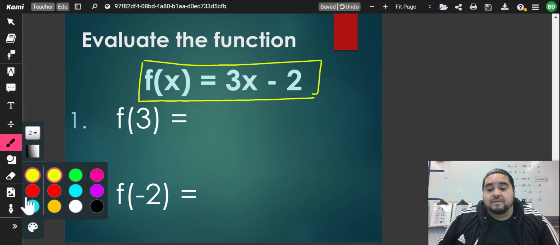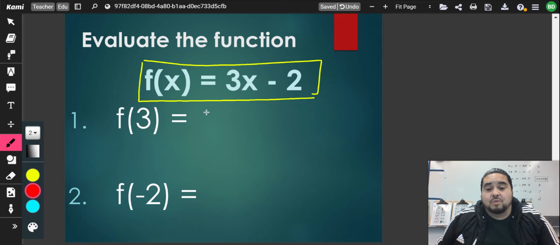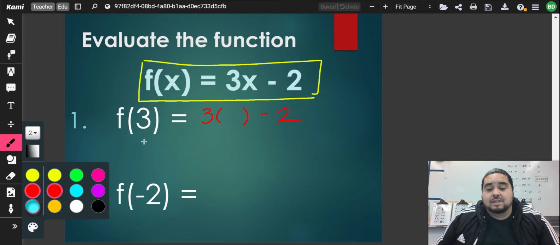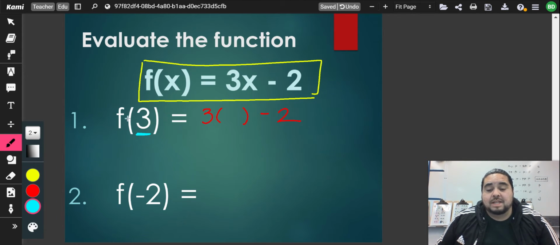So when it says f of 3, what that means is we're going to keep the structure. So we keep the 3, I'm leaving a blank spot for x, we're going to keep the minus 2, and then instead of x, we're replacing that value with 3. That's what it means, f of 3. Same function, but instead of x, we're replacing it with 3. So that goes right there.